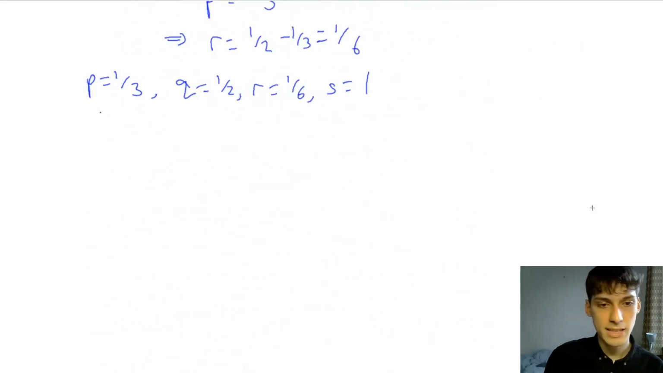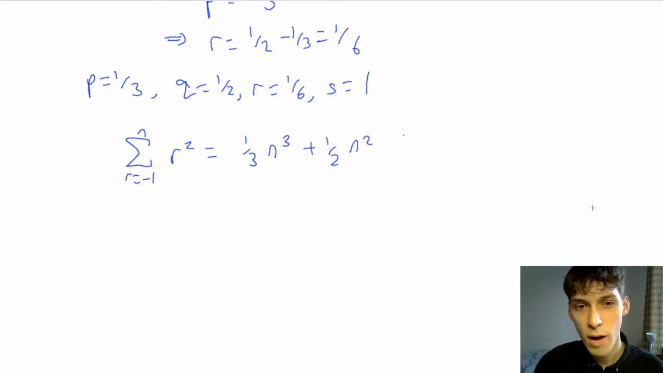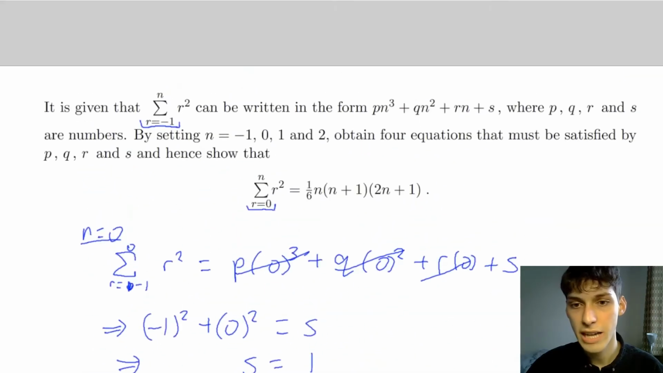We have that the sum from r is equal to minus 1 to n of r squared is equal to a third n cubed plus a half n squared plus a sixth n plus 1. So that's the cubic, just by substituting in the values of p, q, r and s. So the cubic that the question gave us here.